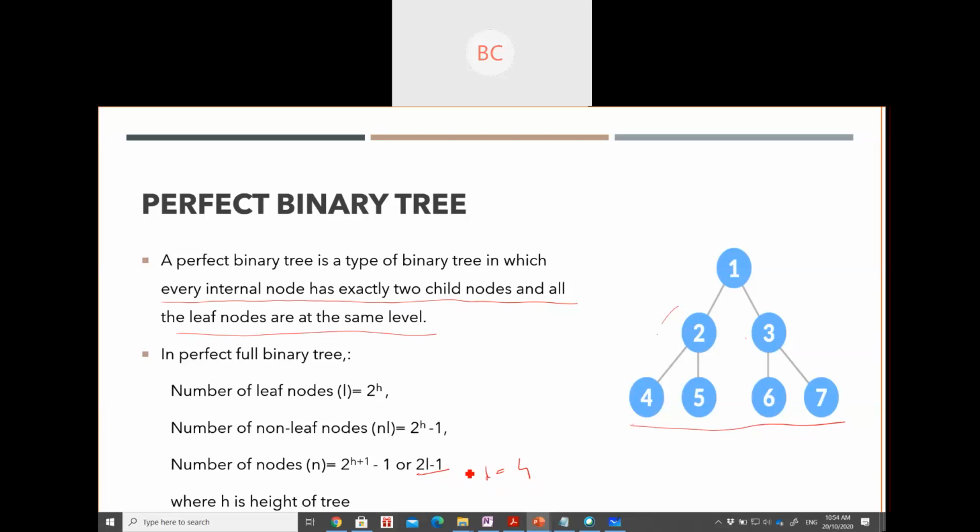And again, I can tell you the height of the tree is 2. Then you can use this formula: 2 power (h plus 1) minus 1. 2 plus 1 is 3, 2 power 3, minus 1. Is it clear? Everyone?